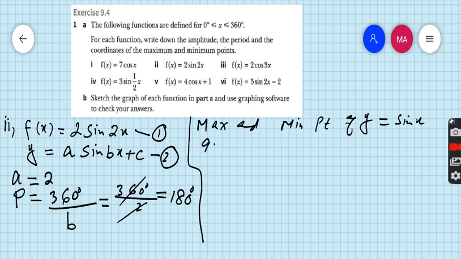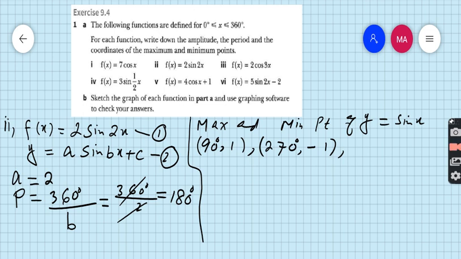At 90 degree, the value of sine is maximum, that is 1. At 270 degree, the value of sine is minimum, that is -1. You can confirm by using your calculator. At 270 degree, the value of sine is -1.